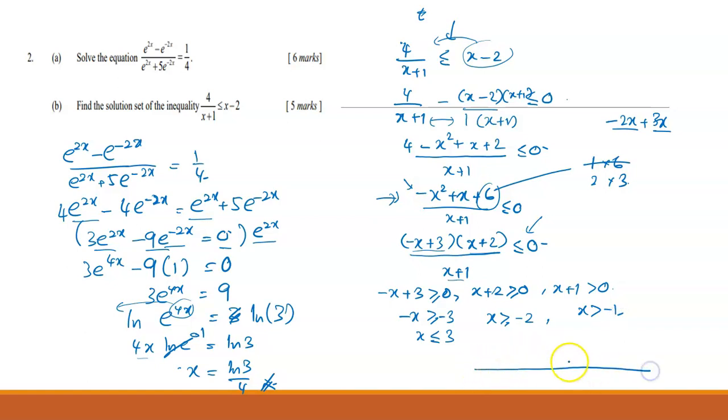And now we're going to analyze this. We have negative 2, negative 1, and 3. The first one here is less than or equal to 3, then the rest of it is greater than and greater than. So we divide it into 3 parts here.